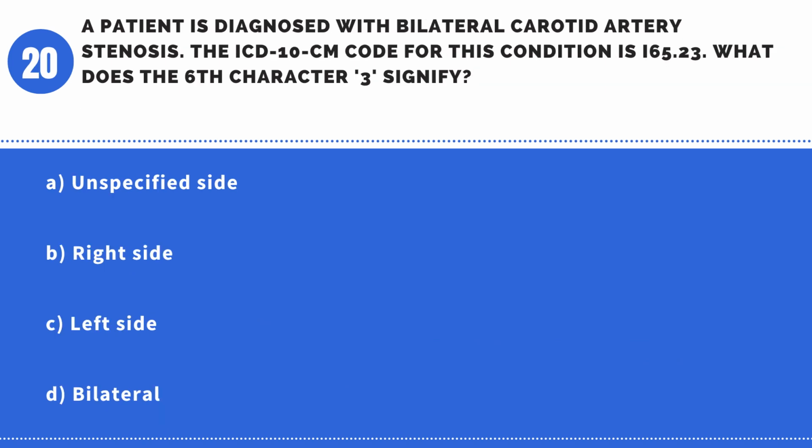Question 20. A patient is diagnosed with bilateral carotid artery stenosis. The ICD-10-CM code for this condition is I65.23. What does the sixth character 3 signify? A. Unspecified side. B. Right side. C. Left side. D. Bilateral.